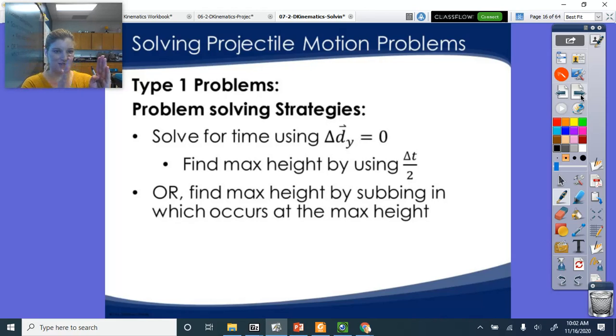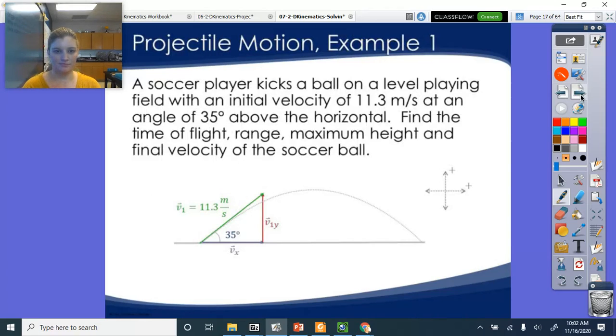The time it takes for us to get halfway is the time it takes for us to get to our maximum height. Or I think it's supposed to say, you can find your maximum height by subbing in that your velocity in the y is 0, because that happens at your maximum height as well.